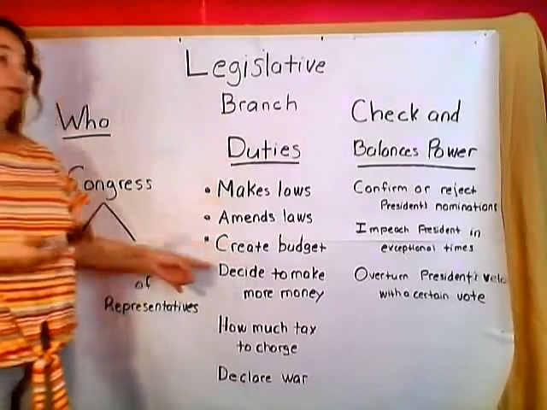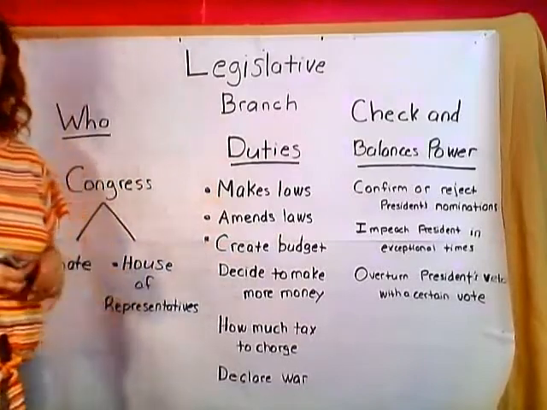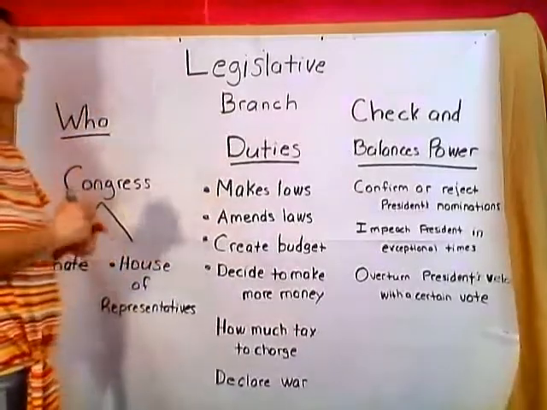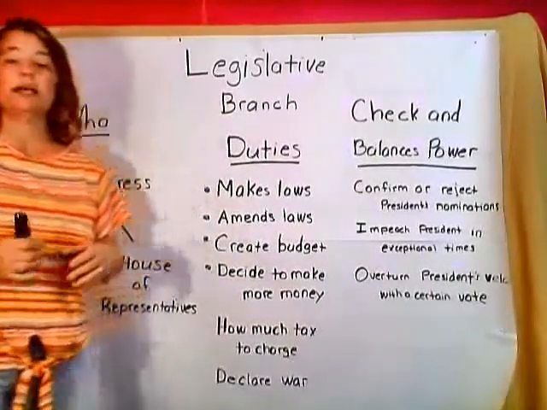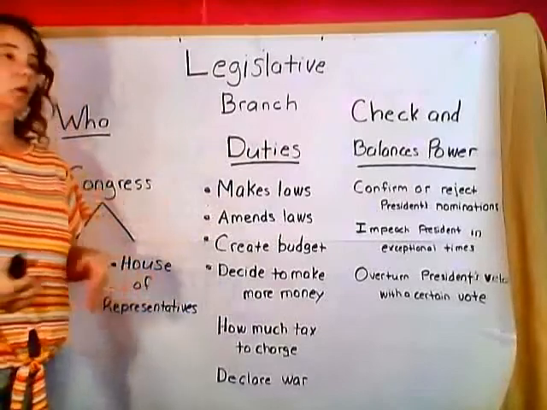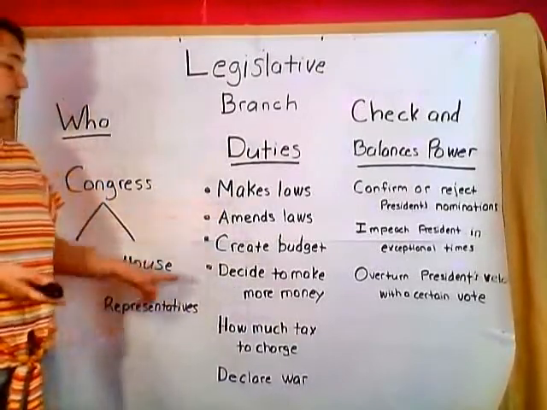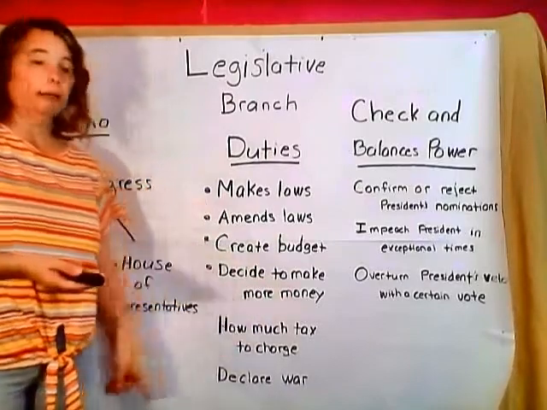So all the different things that the government spends money on, the legislative branch helps decide how much it's going to be. The other thing that they do is they decide when to make new money. So like if the Congress decides, or the legislative branch decides that we need more $1 bills or more $10 bills or more quarters or more pennies, they decide when we need to make more money.